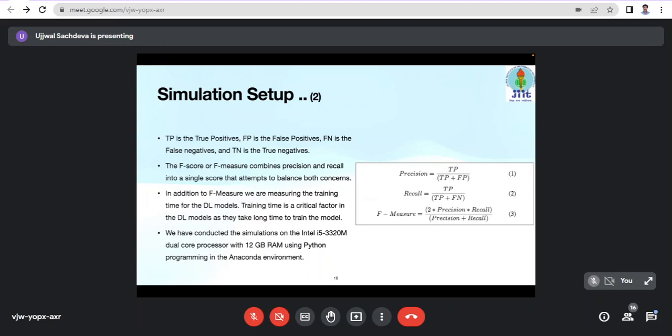We have conducted the simulation on the Intel i5-3320M dual-core processor with 12 GB RAM using Python programming in the Anaconda environment.